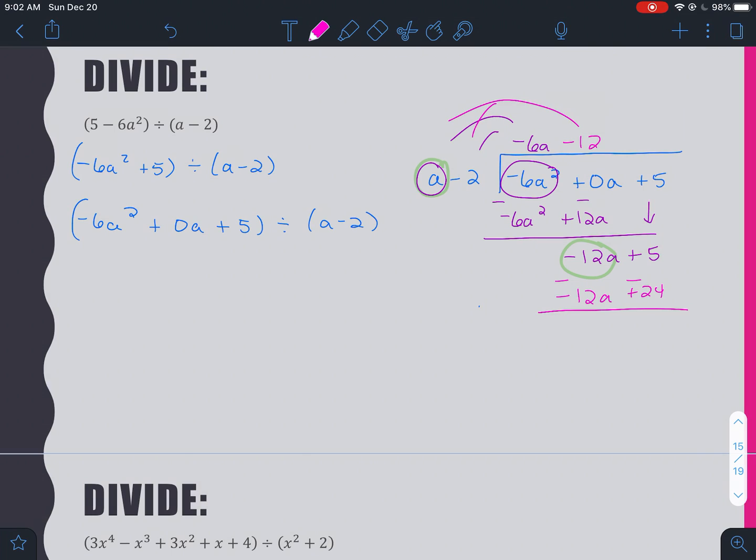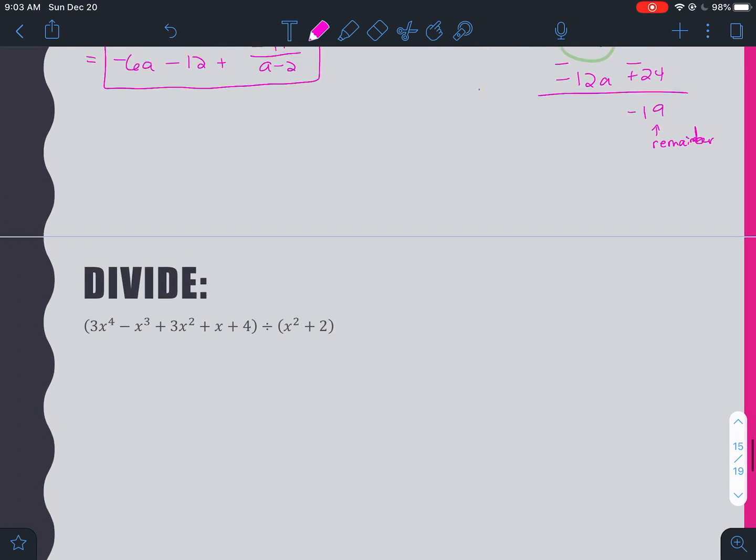So we get negative 12a plus 24, and then subtract going down. Negative 12a minus negative 12a is 0. 5 minus 24 is negative 19, so that's my remainder. And then remember, we put the remainder over what we were dividing by, so a minus 2. So this answer is going to be negative 6a minus 12 plus negative 19 over a minus 2.